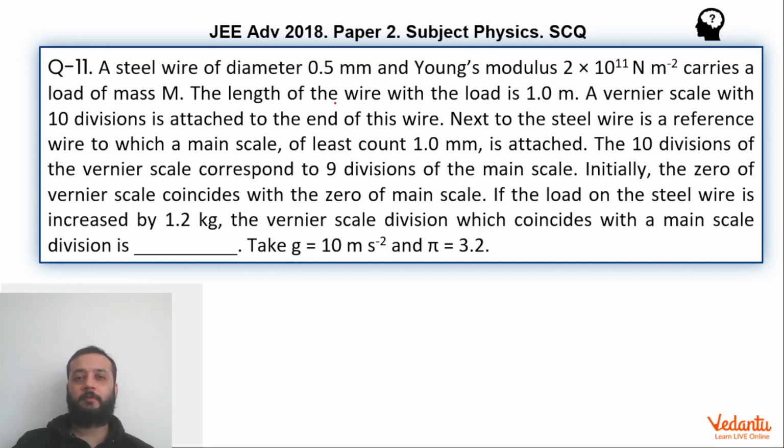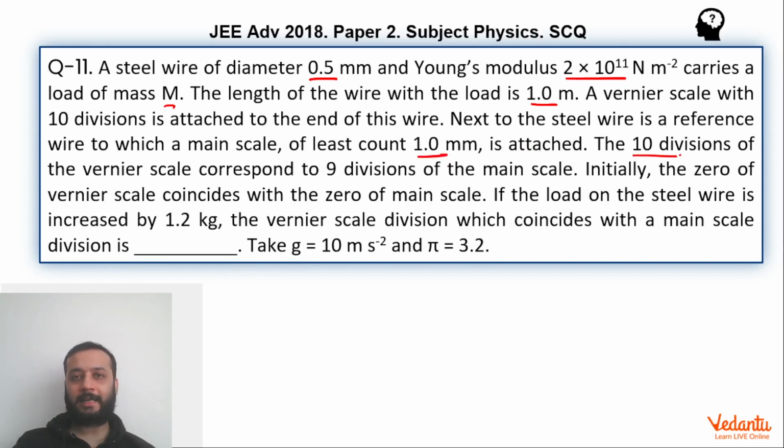So basically what's happening over here, there is a steel wire of diameter 0.5 mm whose Young's modulus has been given to us. A load of mass m has been attached. The length of the wire is 1 meter. There's a vernier scale that has been attached with the wire, which has 10 divisions. Now, next to the vernier scale, there is a main scale with the least count of 1 mm.